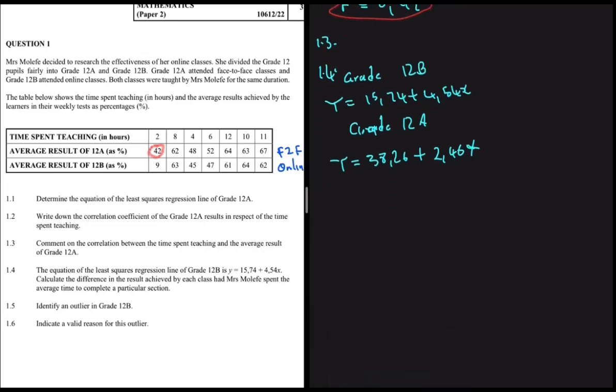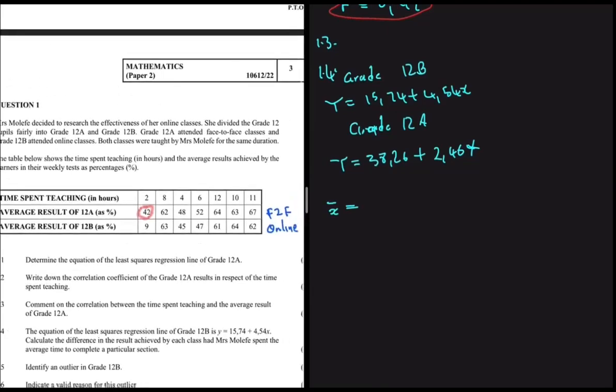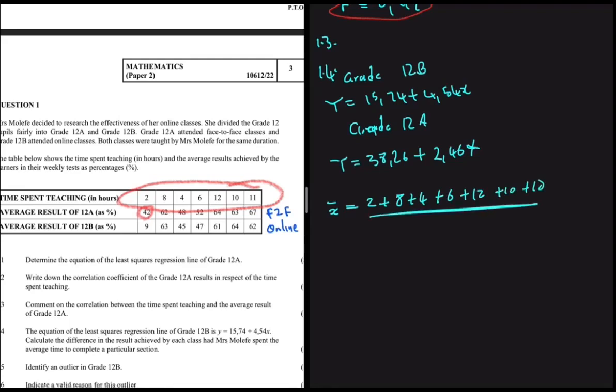To do that, we say x bar, we're looking for the mean, the average basically. For the time spent, we have the time here that I just circled in red. So we can just find the average of that. That will be 2 plus 8 plus 4 plus 6 plus 12 plus 10 plus 11, and then we divide everything by the number of terms. We have 1, 2, 3, 4, 5, 6, 7, so we are dividing that by 7. If you put that in your calculator, you should get 7.57.